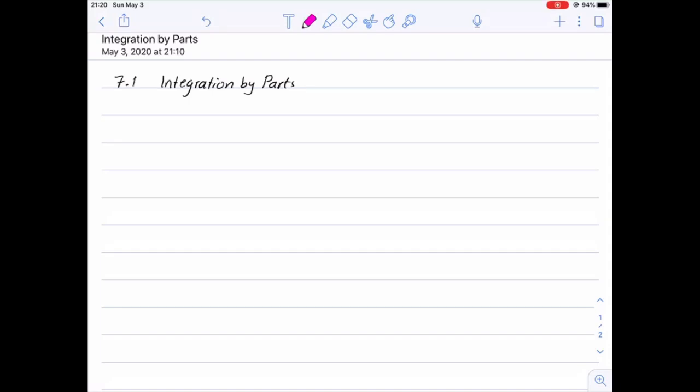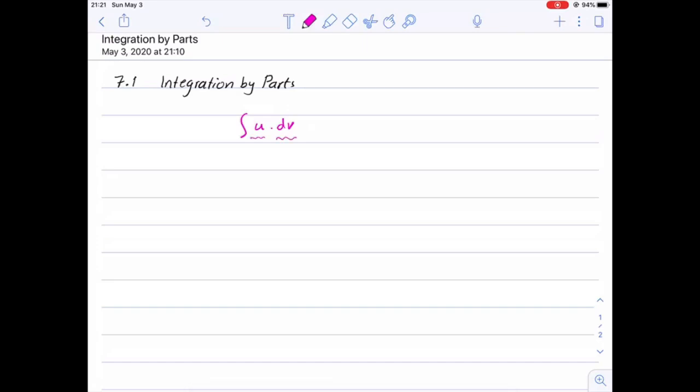In this section, we learn another technique of integration. This technique is called integration by parts. In this method, we are given some function and we want to integrate it. To apply this method, we use this idea.